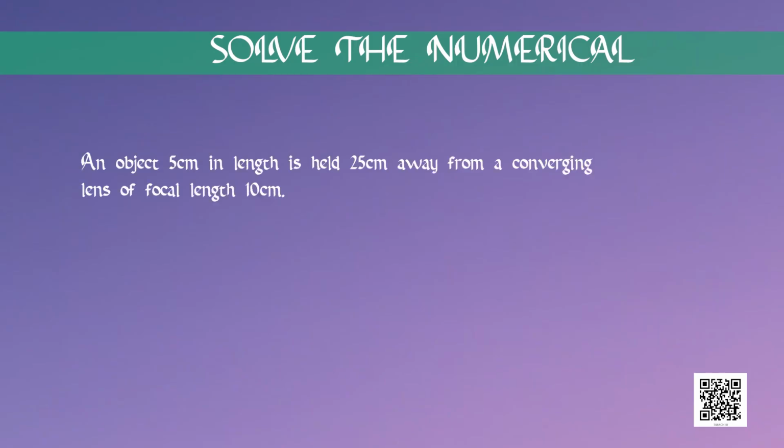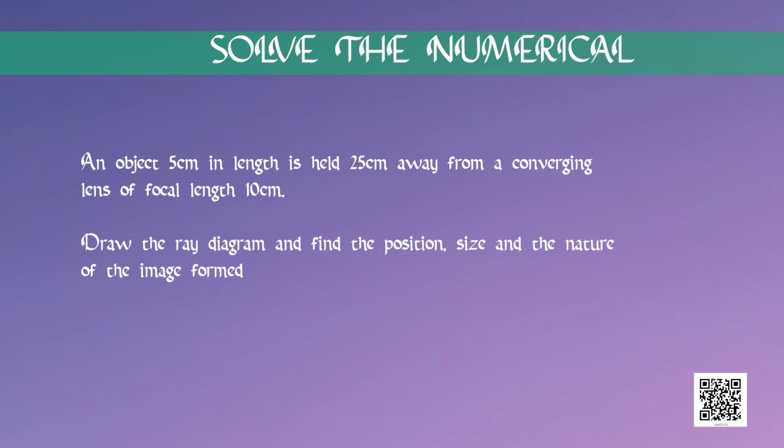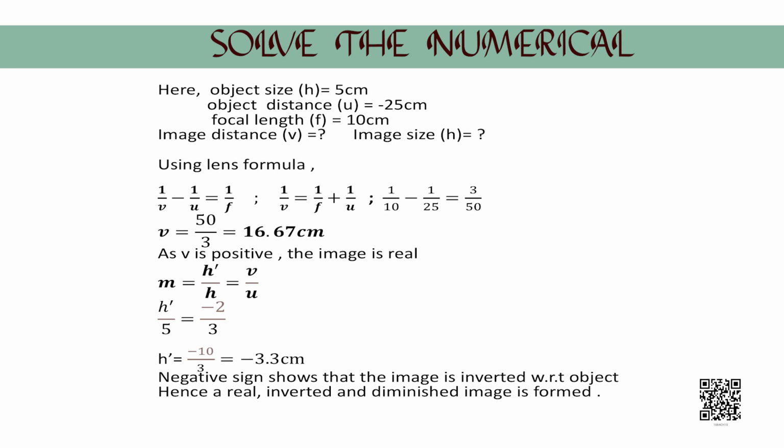An object 5 cm in length is held 25 cm away from a converging lens of focal length 10 cm. Find the position, size, and the nature of the image formed. Here, object size h is equal to 5 cm. Since the object distance is negative, it will be equal to minus 25 cm. As we know, the focal length of a convex lens is positive. So, focal length f is equal to 10 cm.